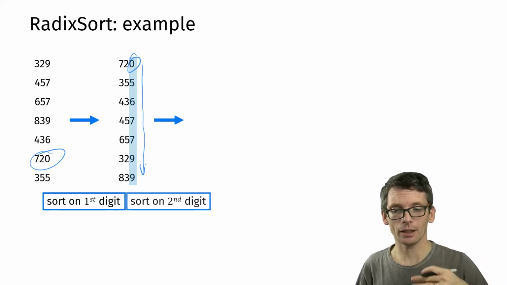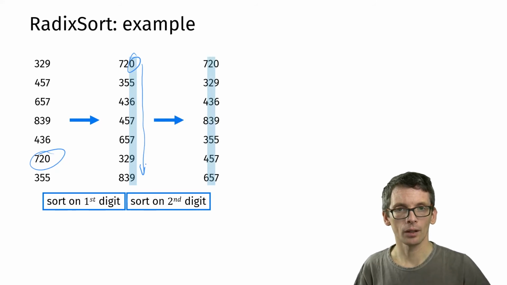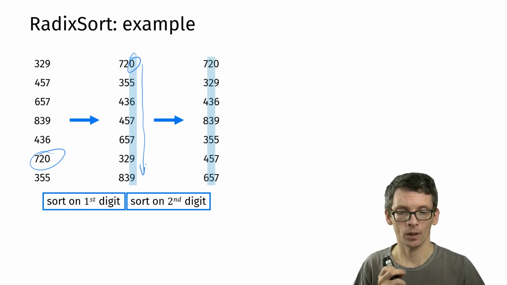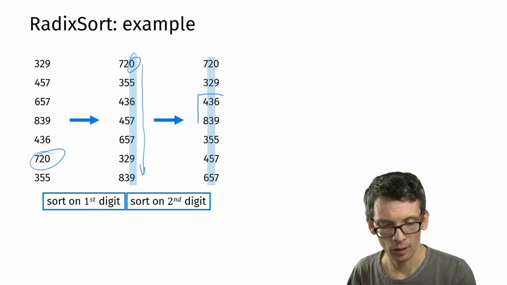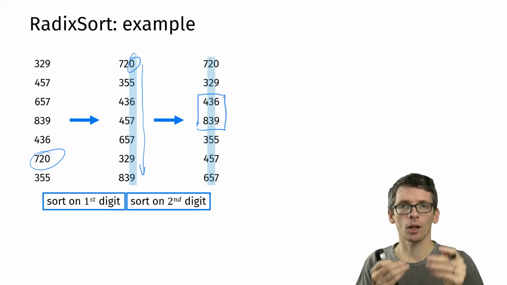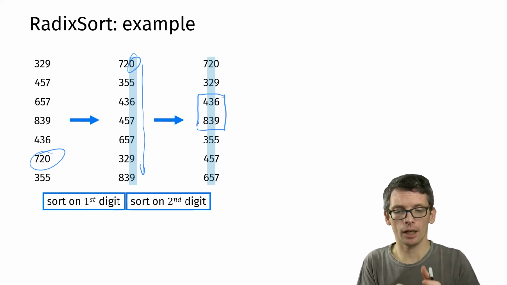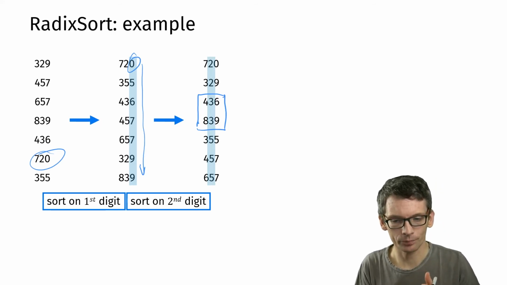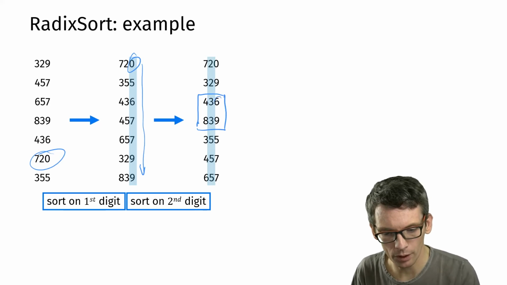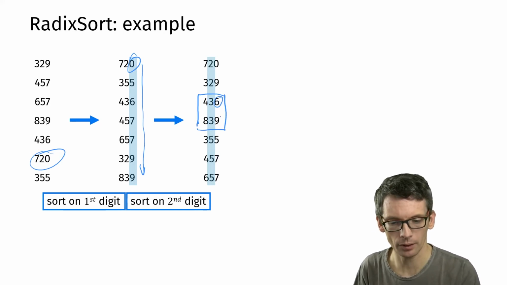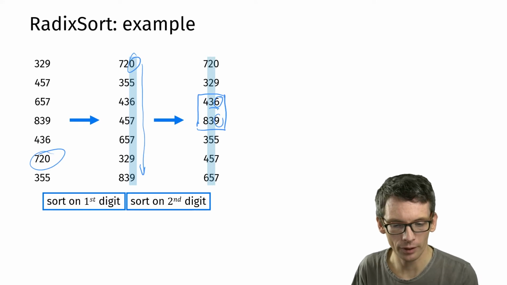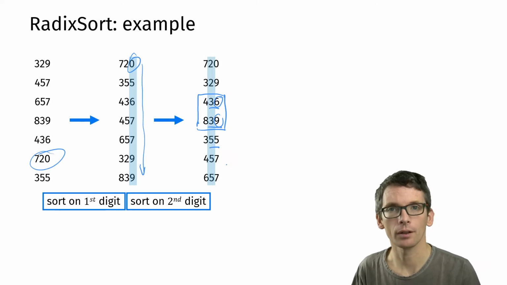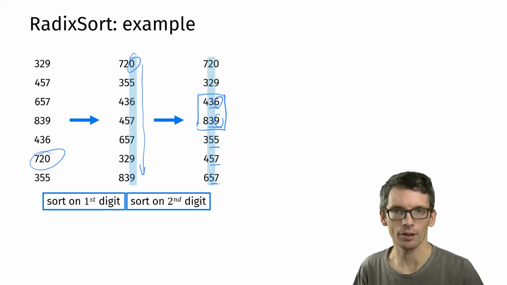Then we sort on the second digit, like this. And you see we use a stable sorting algorithm. So in this example, we for instance have these two numbers, which in the second digit are the same. They are both 3. Because we're using a stable sorting algorithm, it means that the one that on the previous digits was smaller, so here was a 6, will come first. So 36 comes before 39 in this case, or 55 comes before 57.